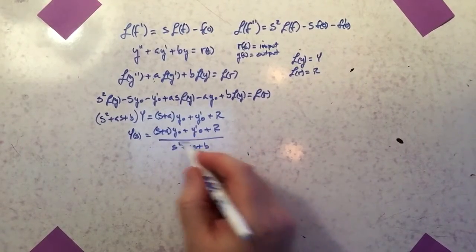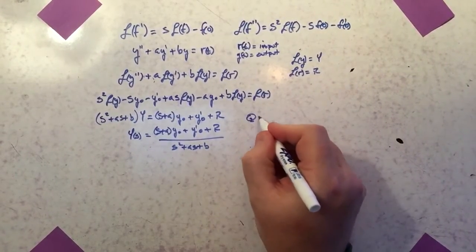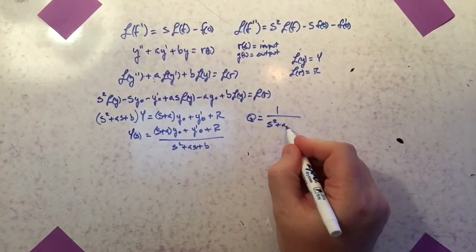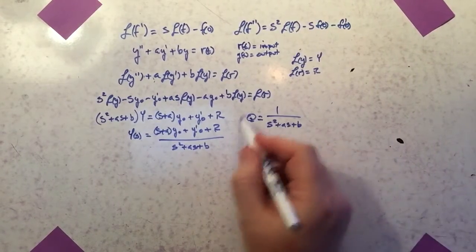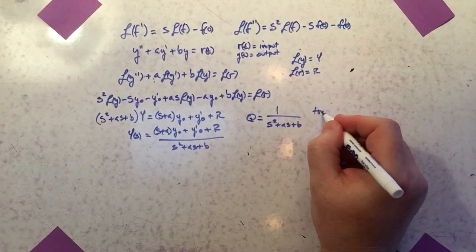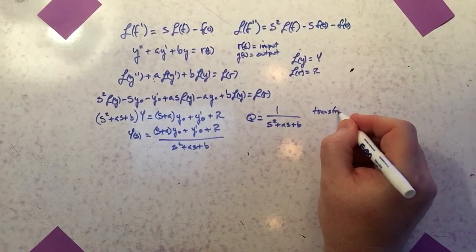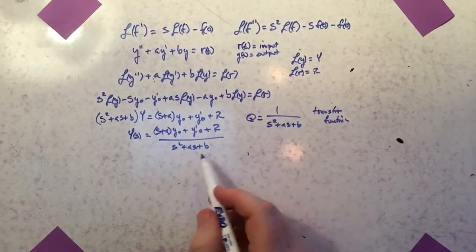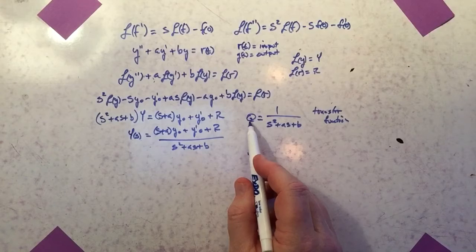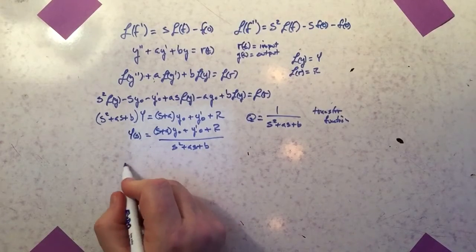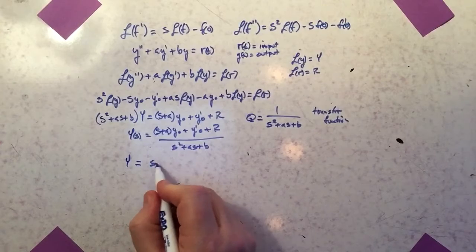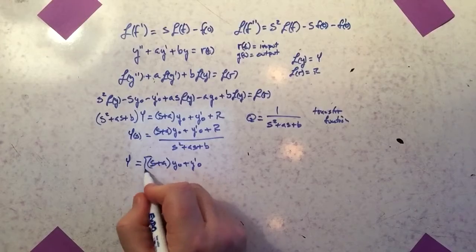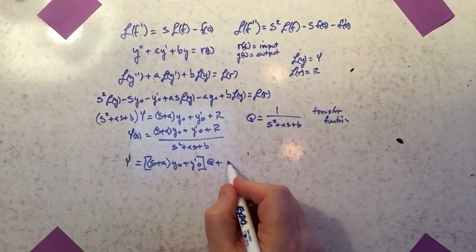Okay, well now we're going to invent a function to represent this. The function is q, and q is going to equal 1 over, in this case, s squared plus as plus b. This thing is called the transfer function, and I'll show you why in just a second. So it's the transfer function. And if I go ahead and make the substitution, this entire denominator just turns into q in the numerator. So that means y is then going to be equal to s plus a times y naught plus y prime naught, all of that times q plus rq.